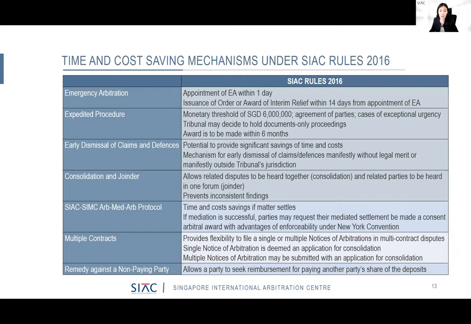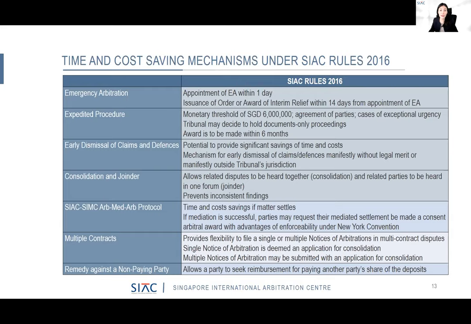Under our consolidation provision, two or more arbitrations can be consolidated into a single arbitration if both the parties agree, or the dispute arises out of the same arbitration agreement or different but compatible arbitration agreements. So we don't need complete identity of the parties like in other institutions, which is a distinct advantage in multi-party disputes. Our joinder provision is designed very broadly and could allow both a non-party and a non-signatory to be joined if the parties agree or they are prima facie bound by the arbitration agreement.